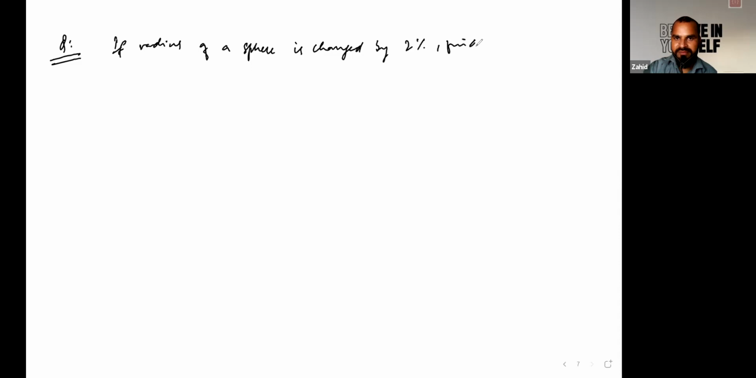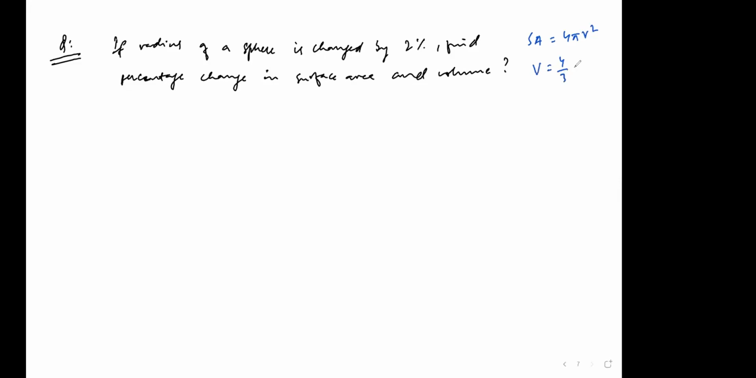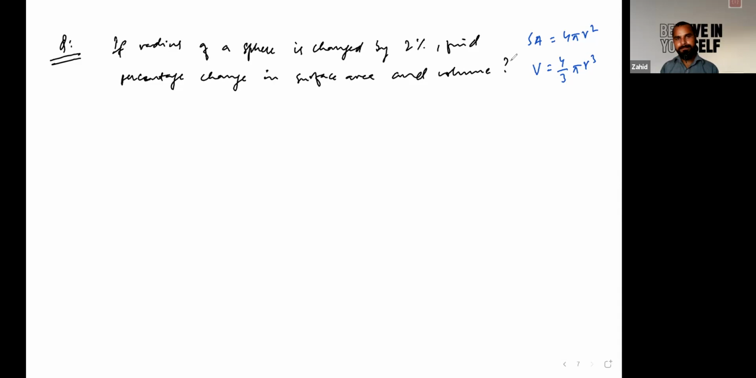For this particular relation, I'm giving you a problem. Suppose the radius of a sphere is changed by 2%. Find the percentage change in surface area and volume. Surface area of a sphere is 4 pi r square and volume of a sphere is 4 by 3 pi r cube. Try to solve.